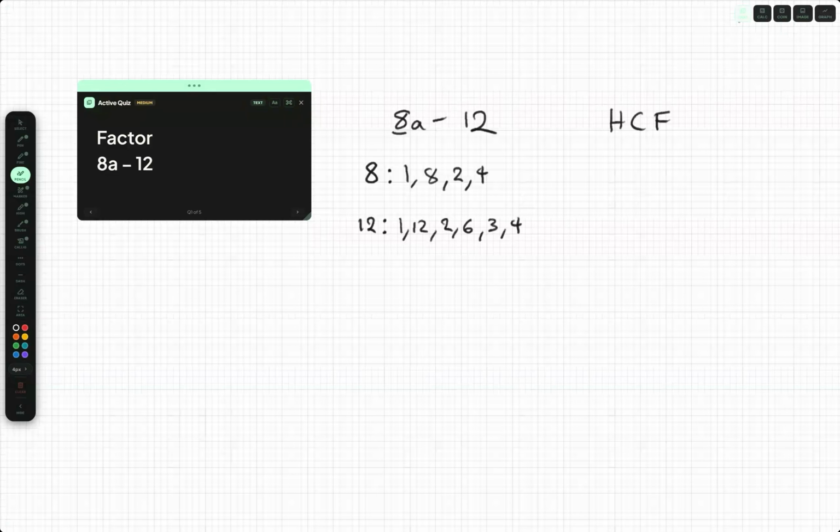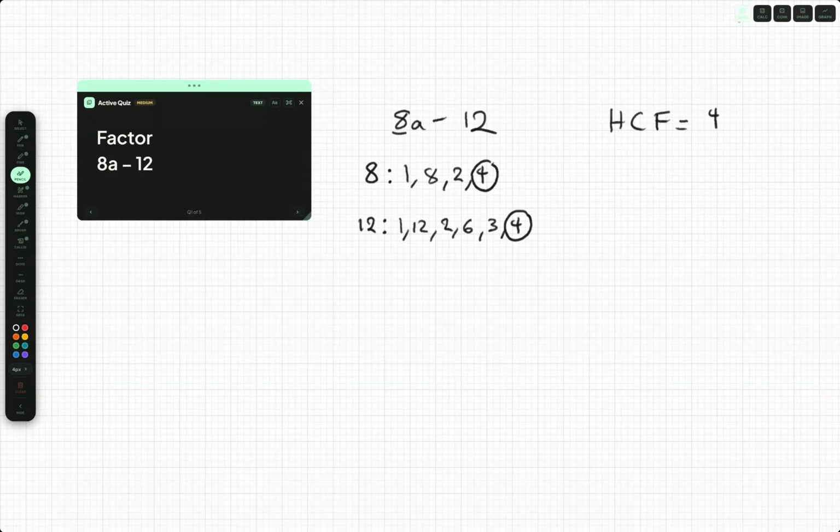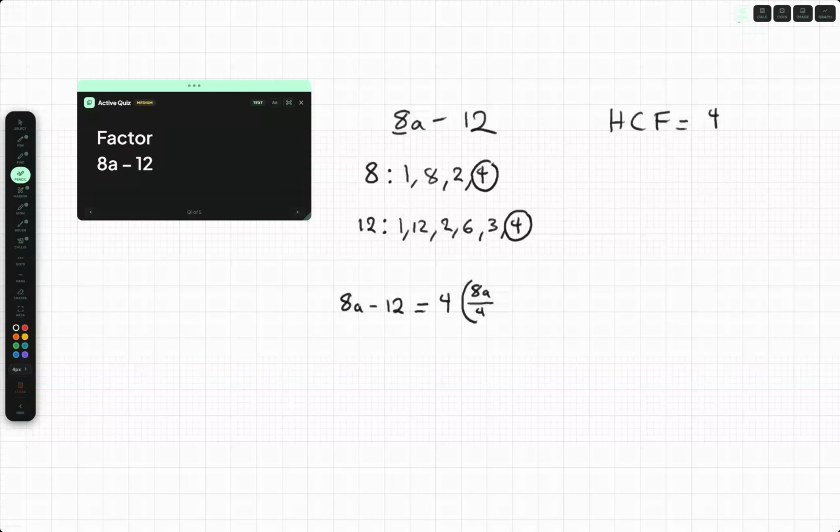Now, once you've got these all written out, you can look for the ones that they have in common. The highest value that they have in common is actually a 4. So for this example, the highest common factor is going to be 4. Now, what does this mean for our factoring of this particular expression? Well, that means we're just going to rewrite the expression, but we're going to factor out a 4, which means we'll put the 4 out the front, and in brackets, we're going to divide each term by the highest common factor.